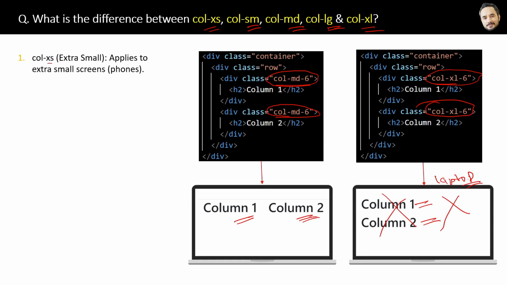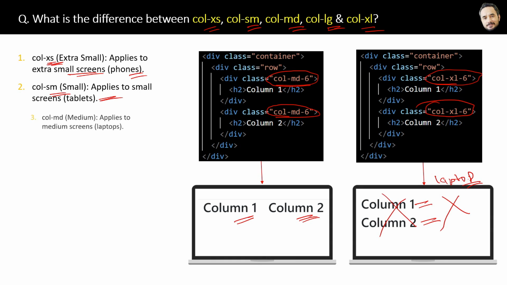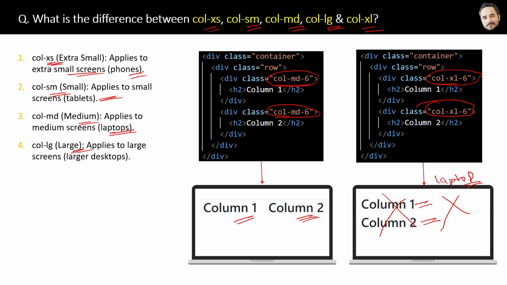Here col-xs applies to extra small screens, phones. Then col-sm applies to smaller screens. Col-md applies to medium screens, laptops. Col-lg applies to large screens, larger desktops. And col-xl applies to extra large screens, large TVs. That is the difference between all of them.